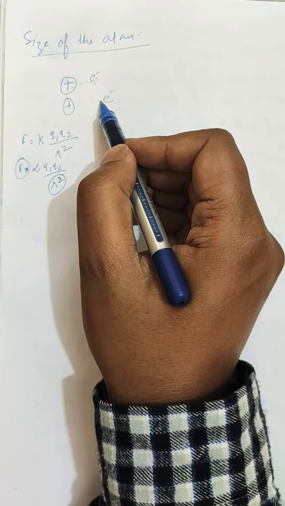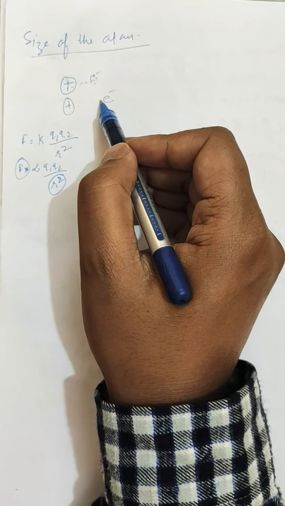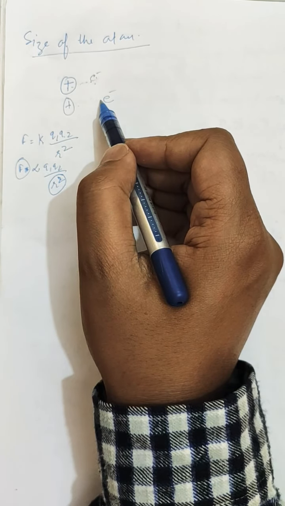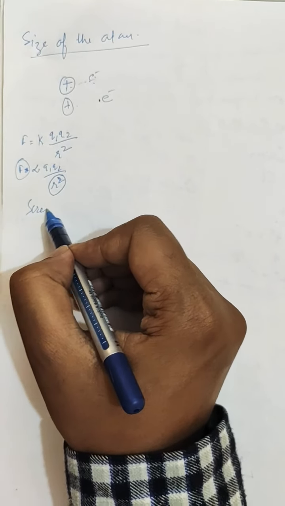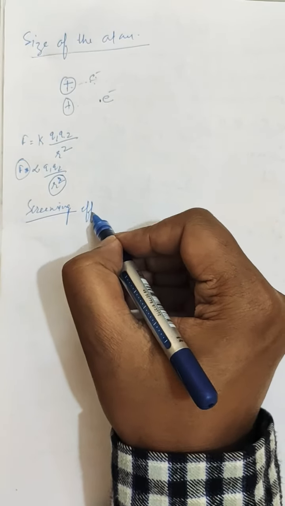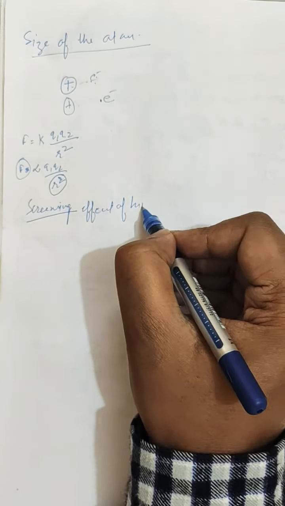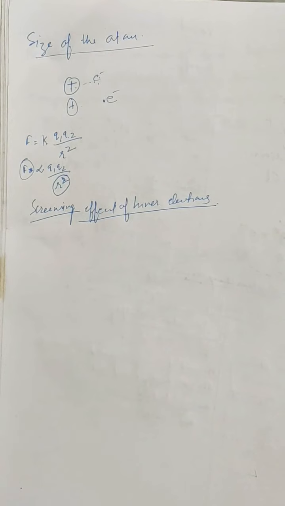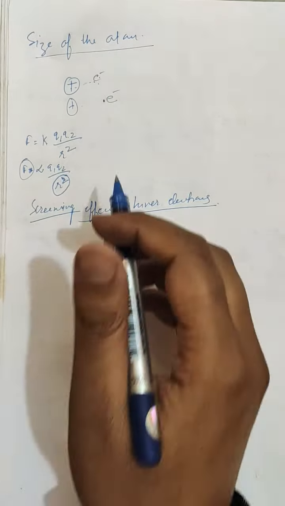Further is the screening effect of the inner electrons. In multi-electron atoms, the outermost electrons are shielded or screened from the nucleus by the inner electrons. This is known as the screening effect of inner electrons.